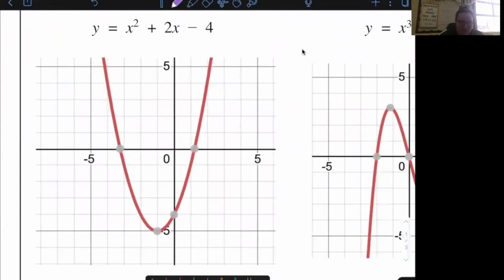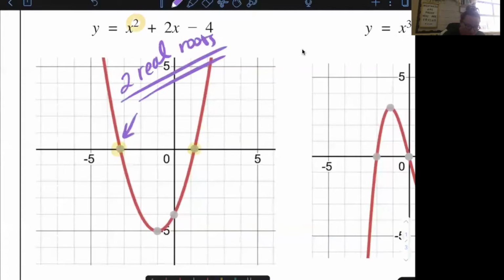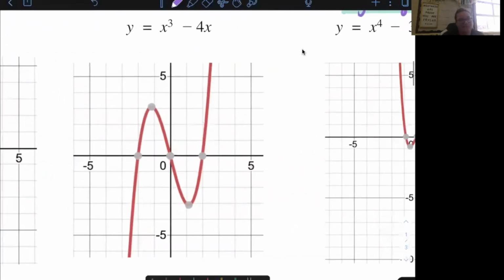So if you look at this equation, this is the graph of this equation, right? This equation is degree 2 because the highest exponent in the equation is 2. And I can see clearly that I have 2 x-intercepts. So I have 2 roots. I have 2 real roots here and here. And there's no multiplicity. If I look at this y equals x cubed minus 4x graph, I've got 1, 2, 3 roots, which matches my degree 3. So I've got 3 real roots, and again, no multiplicity.